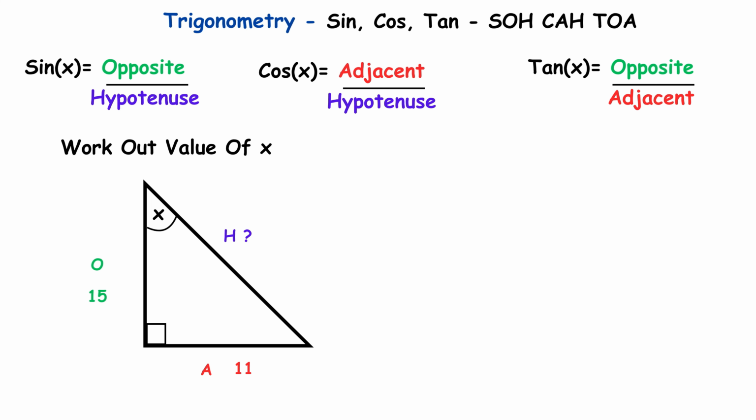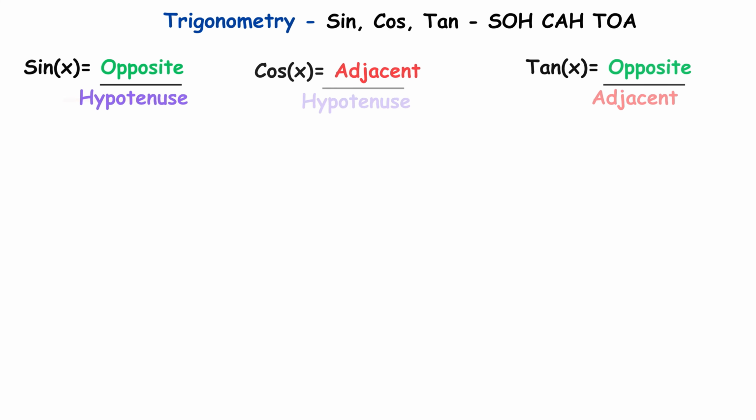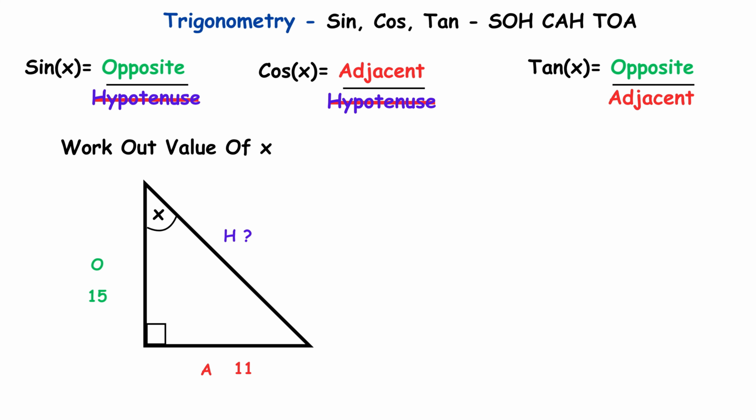The next thing to do is note which sides you know the length of, and in this case we know the length of the opposite, which is 15, and the adjacent, which is 11, but we don't know how long the hypotenuse is, and we don't need to find out either. So next we need to look at the three equations and find which one we can use with the information that we've been given. If we start with sine x equals opposite over hypotenuse, we can't use this one because we don't know the length of the hypotenuse, and if you look at cosine x equals adjacent over hypotenuse, we've got the same problem again. This leaves us with the tangent x equals opposite over adjacent equation, which we can use because we do know what the opposite and the adjacent lengths are.